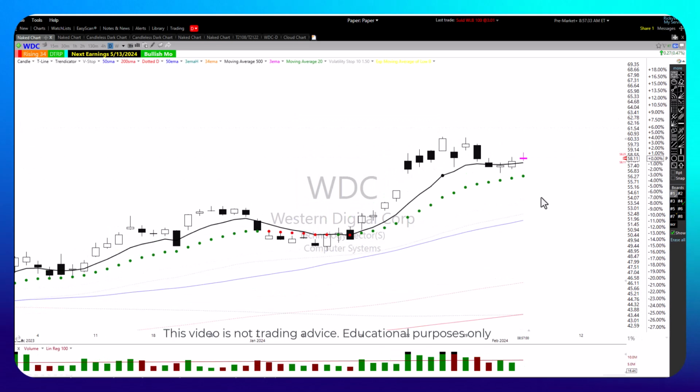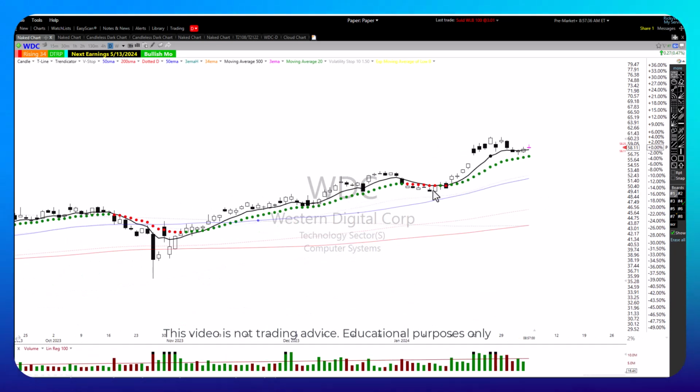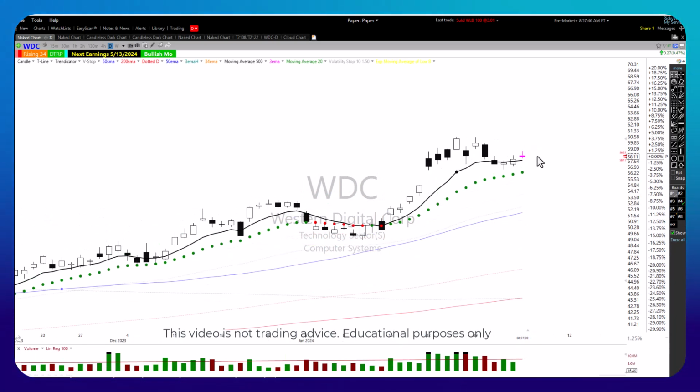WDC, I like this one setting up. Nice bullish trend. We're in rest mode now. So one of the neat things about the scanner is it will alert us when it starts firing off, when buyers start buying it. And when we see that, that will give us the clue to maybe take a look at it, maybe buy it, and then run with the bulls and make our money on it.